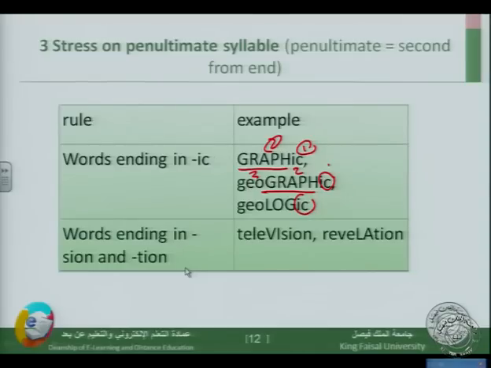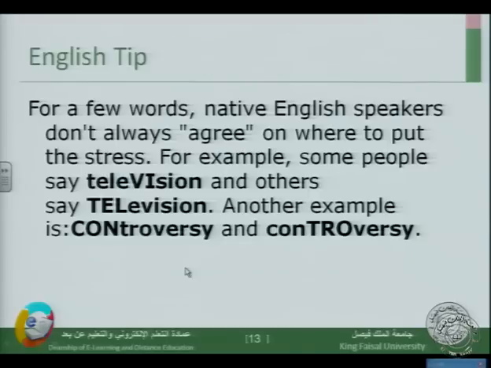Words ending in shin, whether spelled this way or this way, like television, also you put the stress on the penultimate. Revelation, revelation, you put the stress on the penultimate. For a few words, native English speakers do not always agree on where to put the stress. For example, some people say television, and others say television.